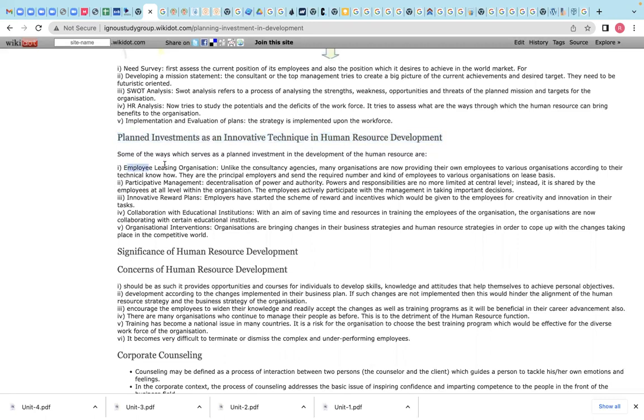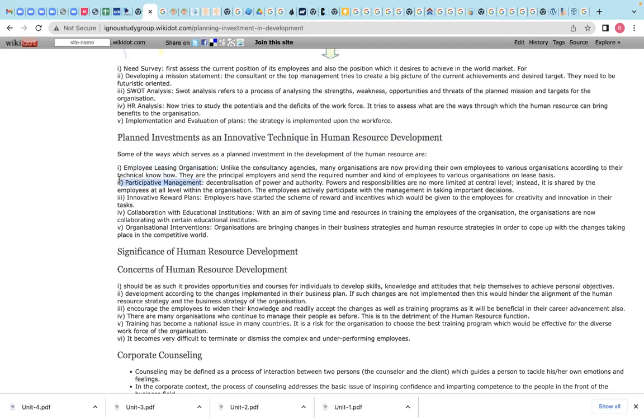Employee leasing organization. This is one technique where you are going to give your employees to other companies. You are leasing an employee that you have. A lot of contract based companies would actually do this, right? It is like body shopping or whatever you would want to call it.